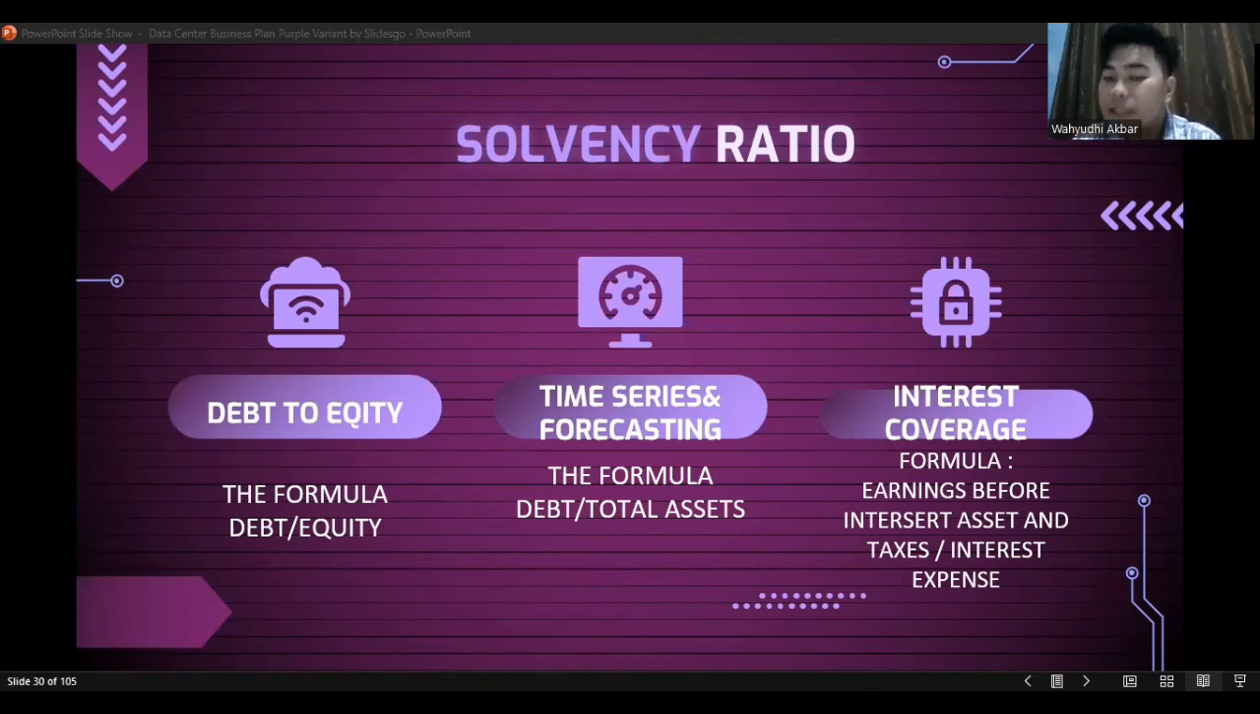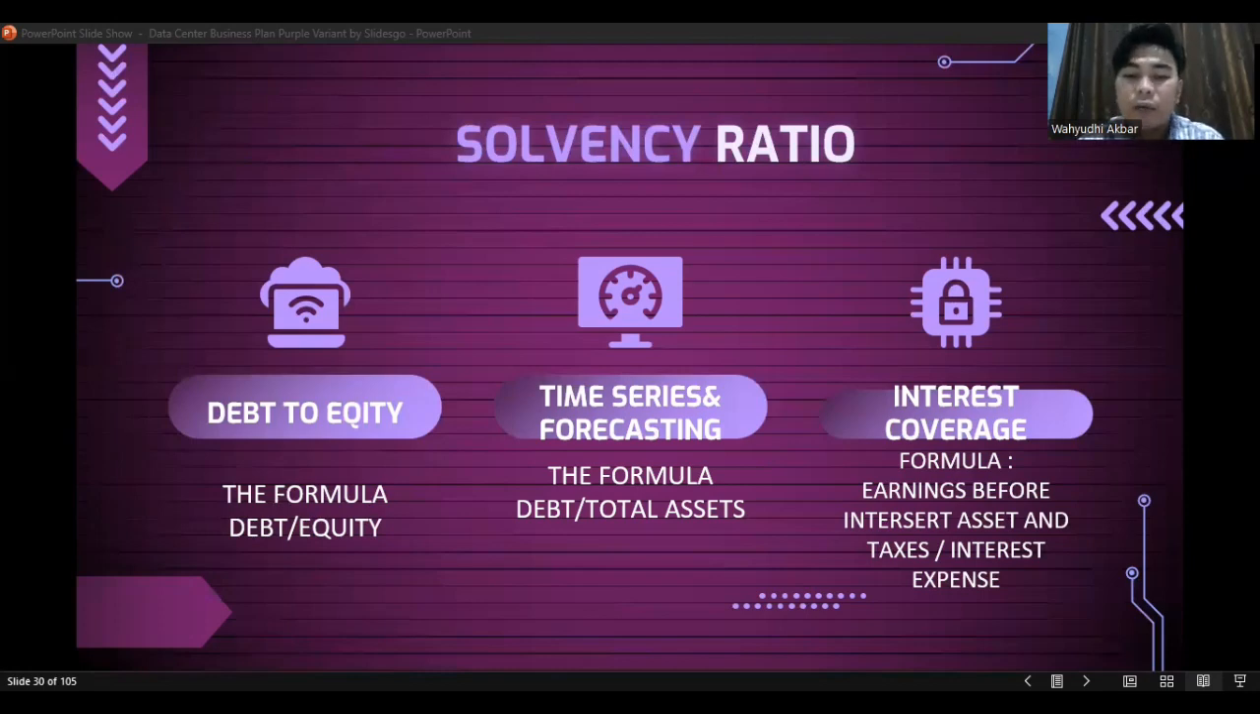There are several commonly used solvency ratios, including debt to equity. The formula is debt divided by equity. This ratio measures the extent to which a company relies on debt to fund its operation. The higher this ratio, the higher the financial risk of the company.